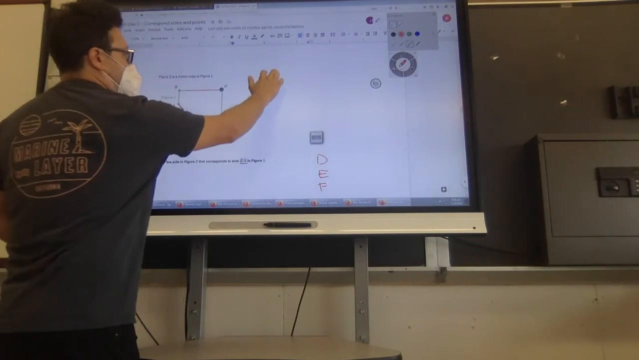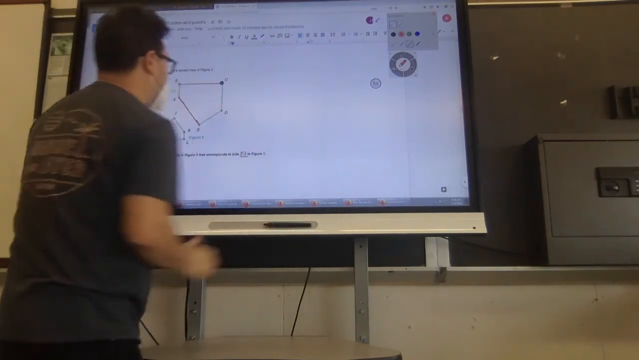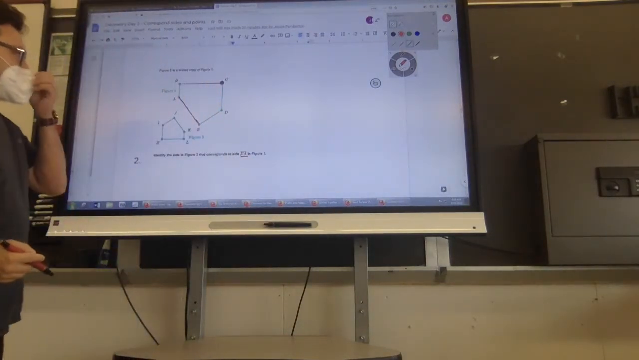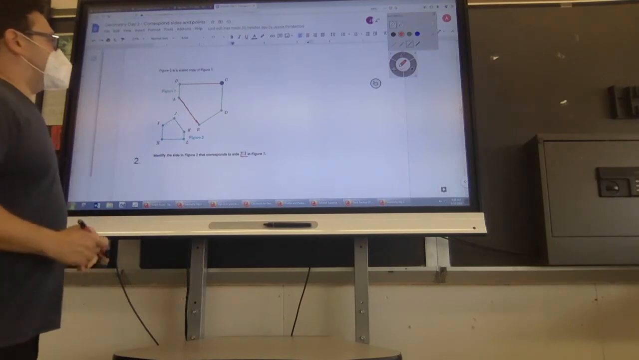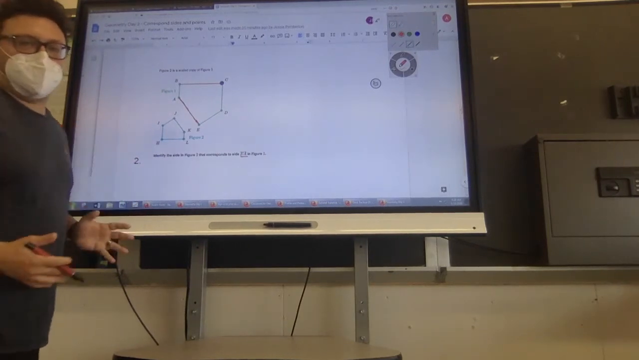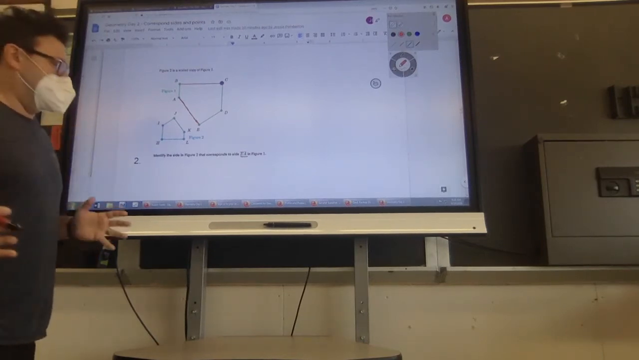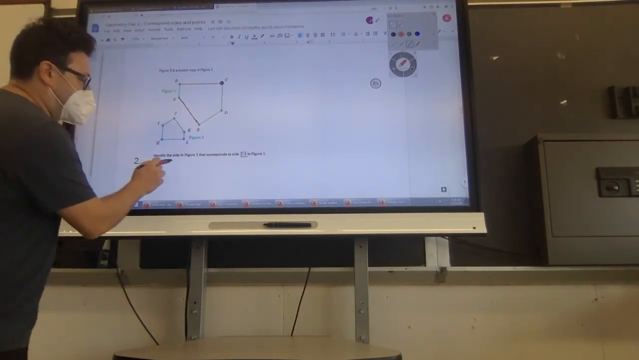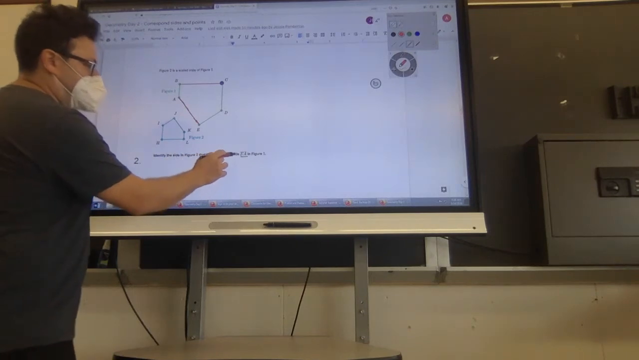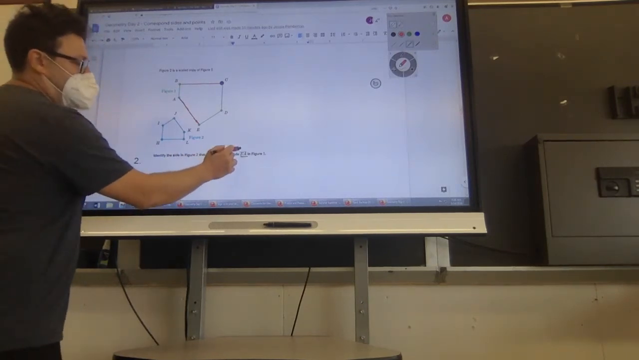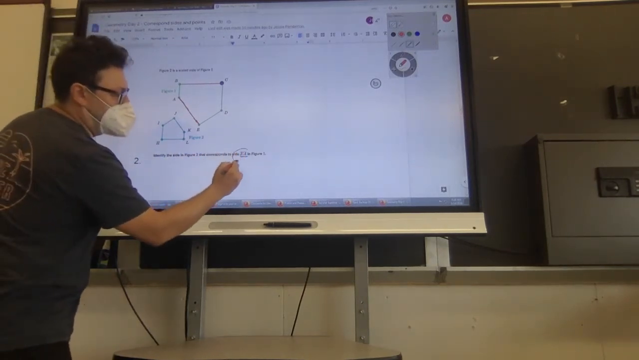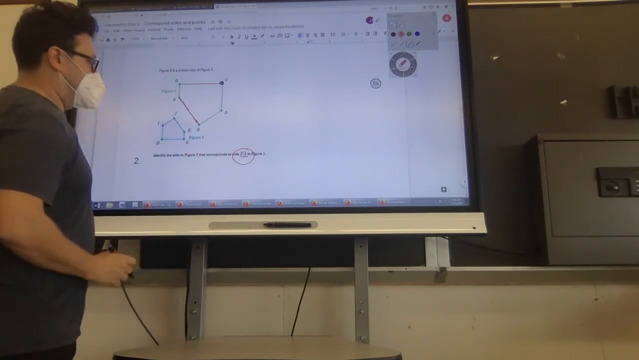All right, so when I see this one, now this one's slightly more complicated, but we're using really the same method. So figure 2 is scaled, which means one is going to be a bigger exact copy of the other one. This is also called similarity, which we'll learn later. Identify the sides in figure 2 that correspond to the line segment EA. And when you see this little symbol over here, it means the line segment EA.